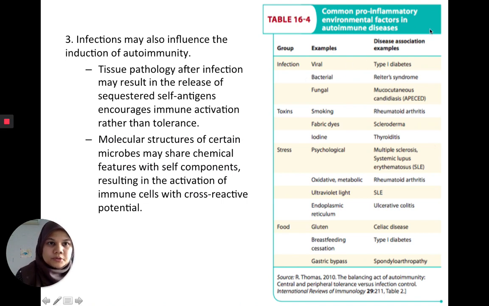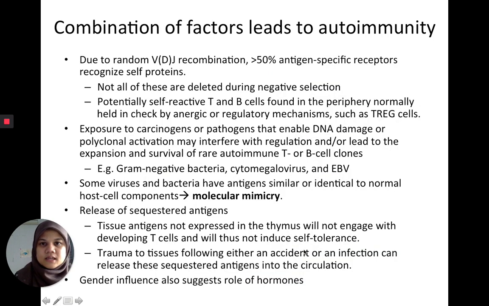So these are some pro-inflammatory environmental factors. We've got infections, toxins, stress, food, all of these can play a role. But usually it's a combination of factors that leads to autoimmunity. So you've got some genetic predisposition or anything that causes some abnormality in cells like the Treg cells or self-reactive T and B cells, coupled with exposure to different carcinogens or pathogens, such as, for example, the Epstein-Barr virus.